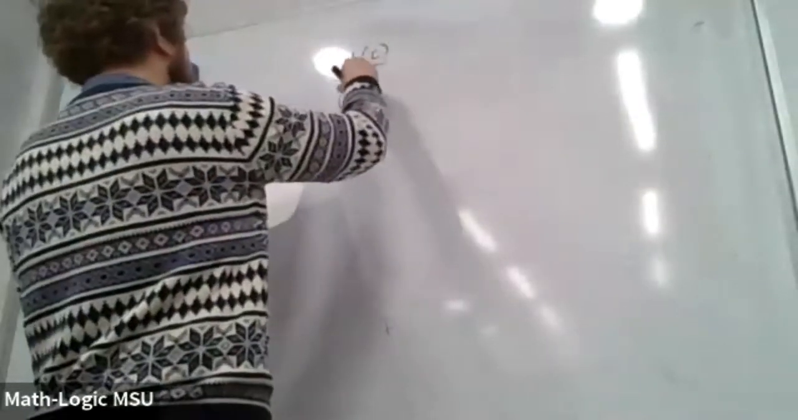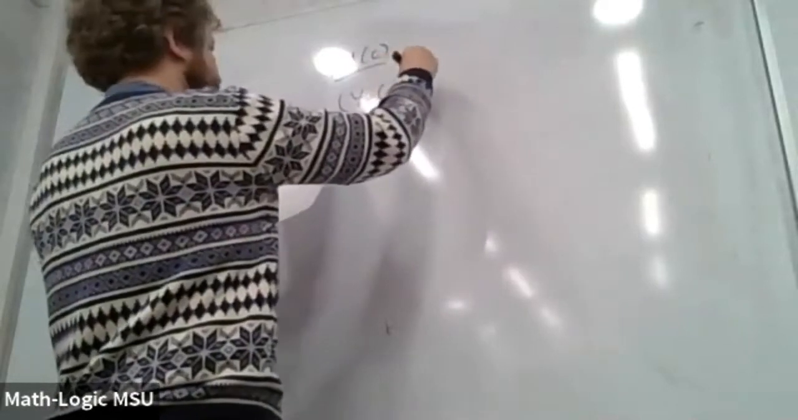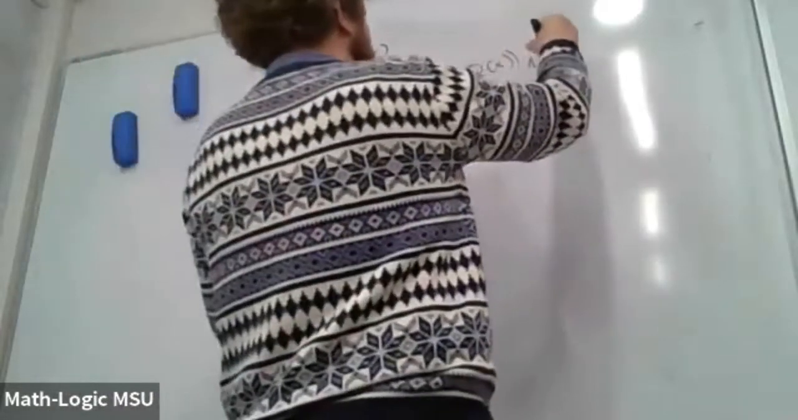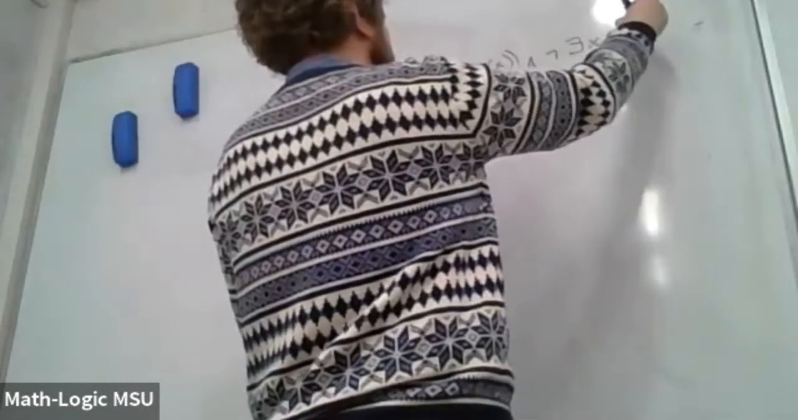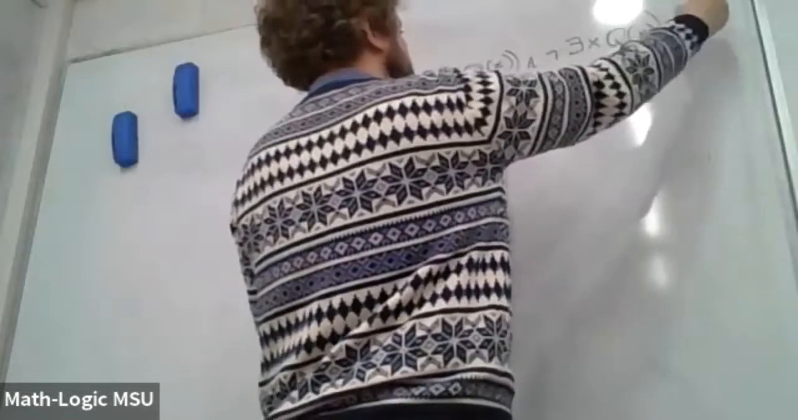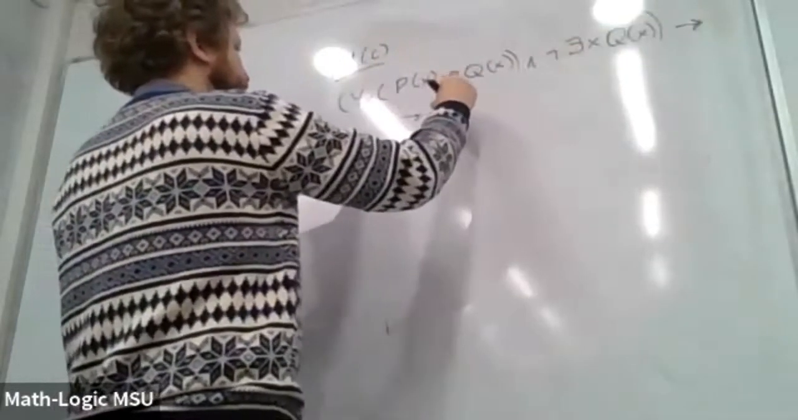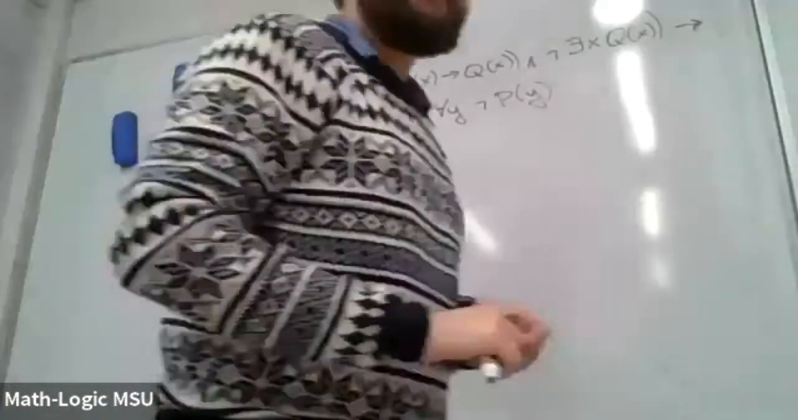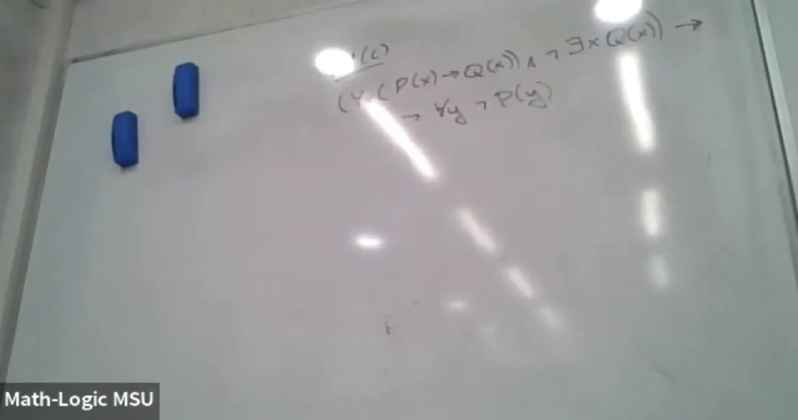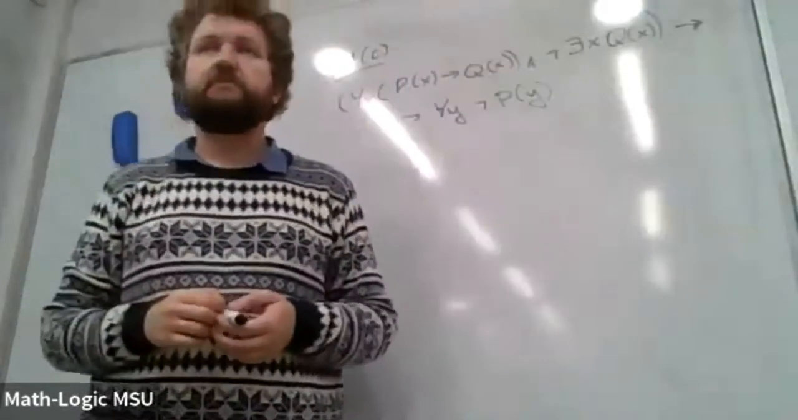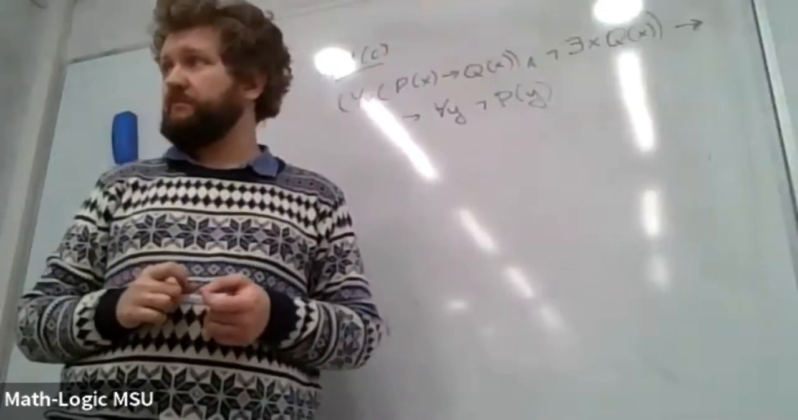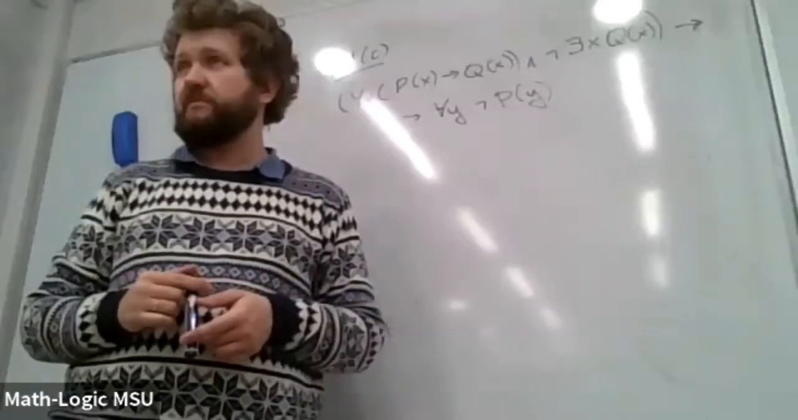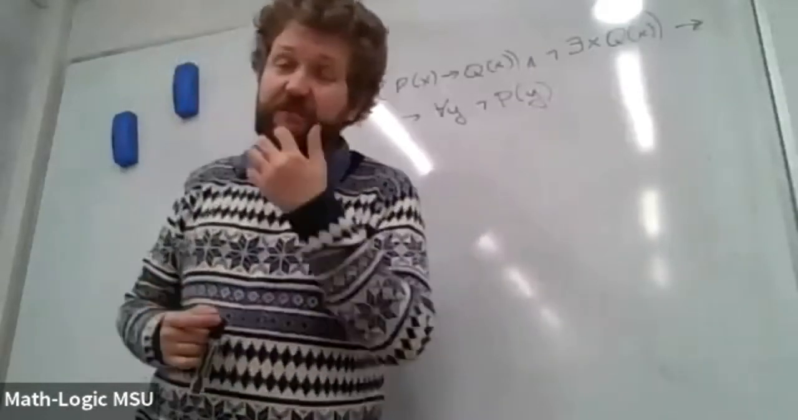So for all x, p of x implies q of x, and there does not exist x such that q of x, then for all y, not p of y. So okay, what is the bold guess? Is it generally true or not? It should be generally true, yeah.